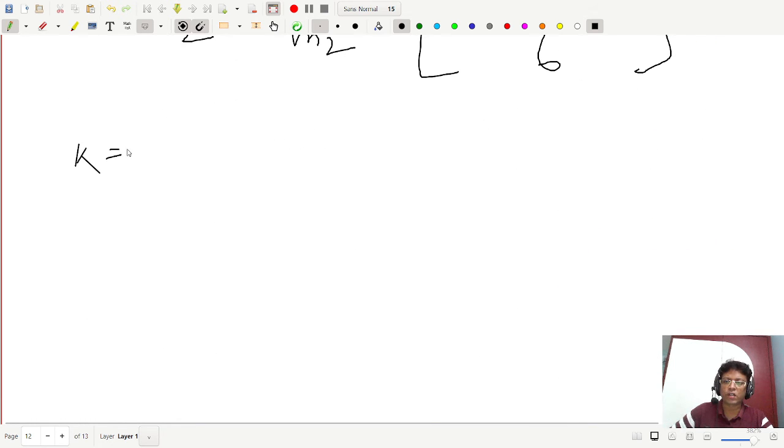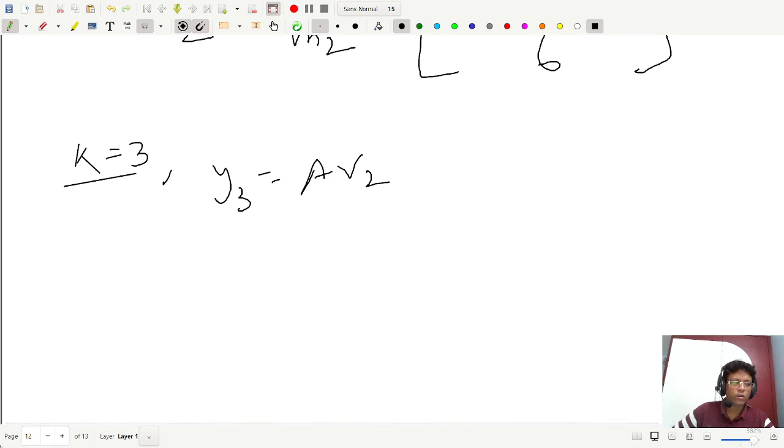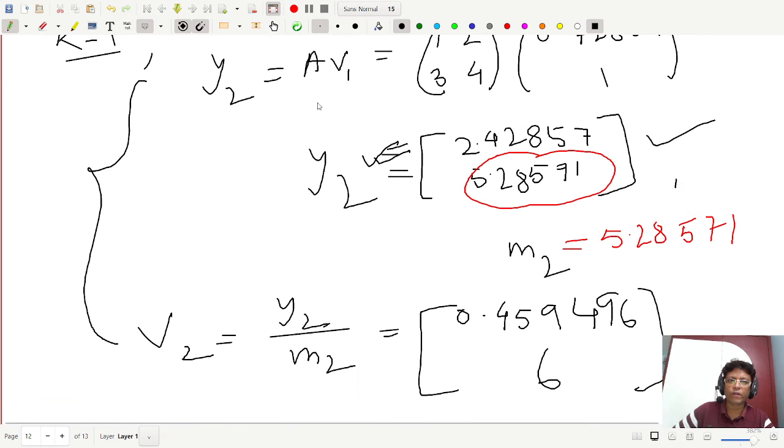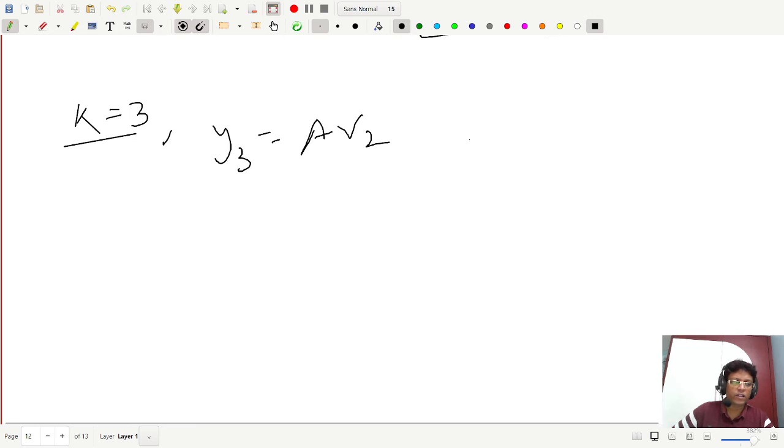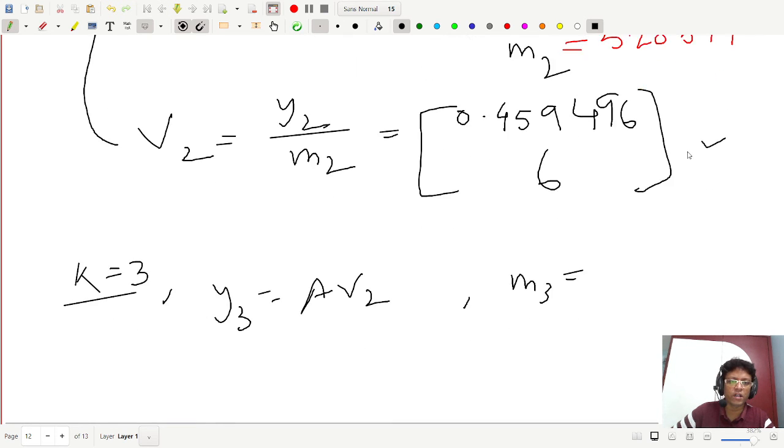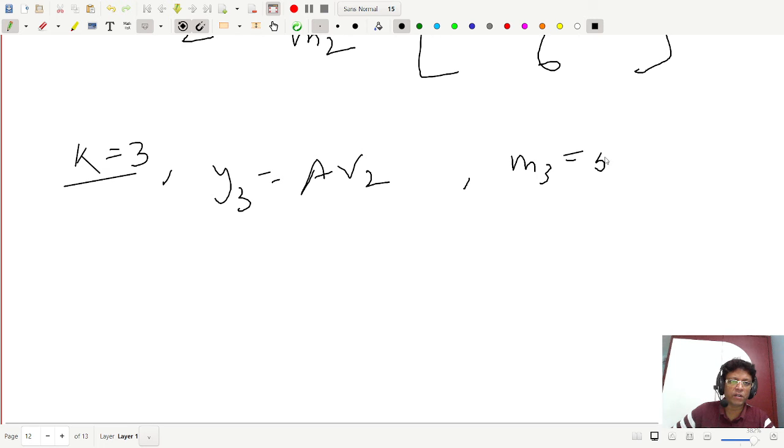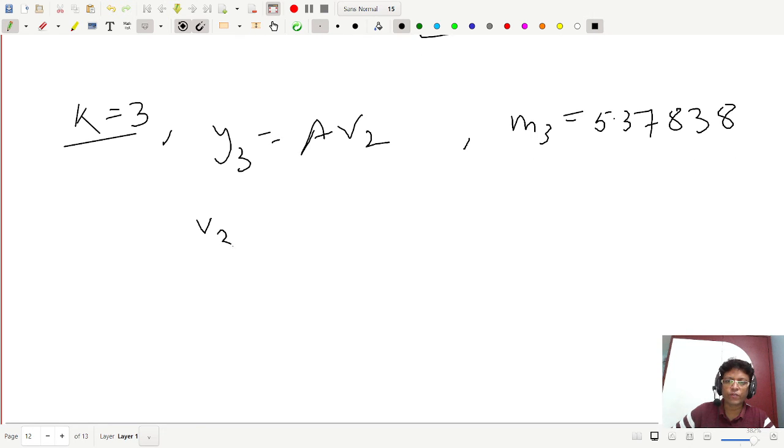Now the next iteration for k equal to 3. So you will calculate y3. Okay, y3 will be A v2. Look at that. You have calculated like this, and you will have m3. You have m2 earlier, now m3. m3 will be 5.37838. Okay, now what is your v3?